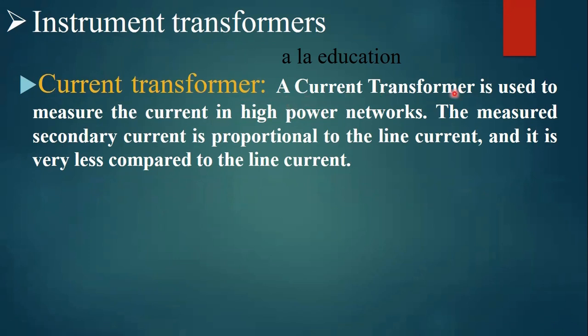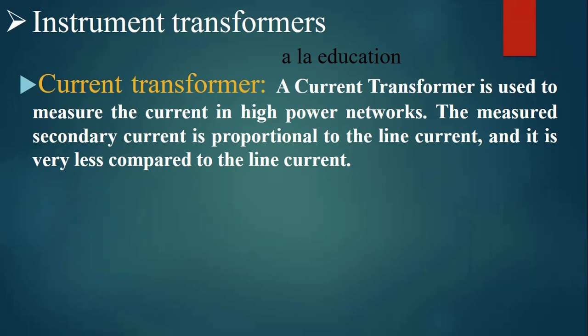A current transformer is used to measure the current in high voltage power networks. The measured secondary current is proportional to the line current. So in high power transmission lines and in substations, large amount of current will flow. That is 2000 amps, 5000 amps and 10,000 amps of current will flow. So it is very difficult to measure such high currents. Meters are also not available to measure such high current. So in that case, what we will do, we will use current transformer.